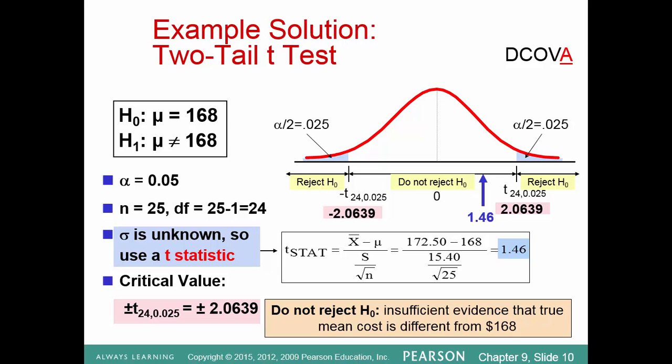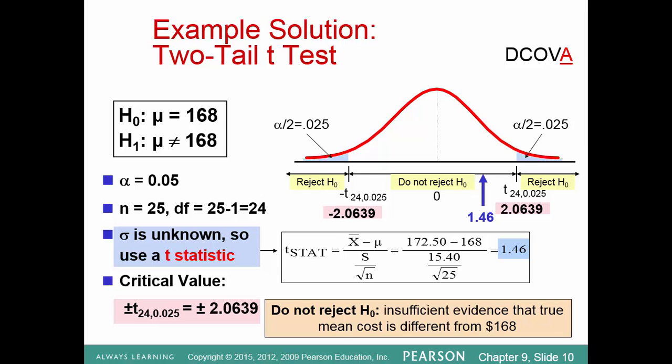So how do we do the test? The first way we can do it is with the critical value approach. We want to find out what are the two values in a t-distribution with 24 degrees of freedom that 5% of the distribution is outside of.